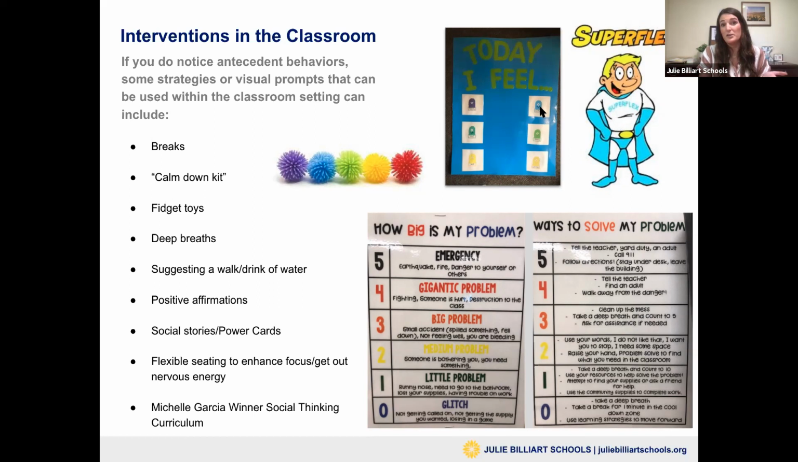And then the last little visual that we have on our right here is the Today I Feel chart. So occasionally we'll pull this out, and the students will each have their own little clothespin, and they'll get to choose how they're feeling that day, and explain if they want to use their words to explain why they're feeling that way. If they don't want to use their words, they can just simply move their clip. And sometimes it just kind of eases the anxiety and labels that emotion that they're feeling.